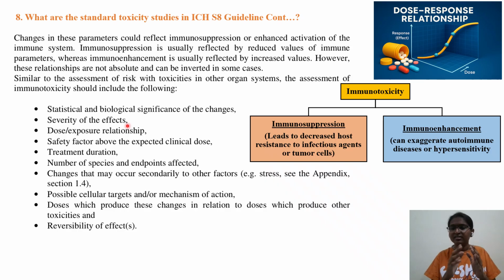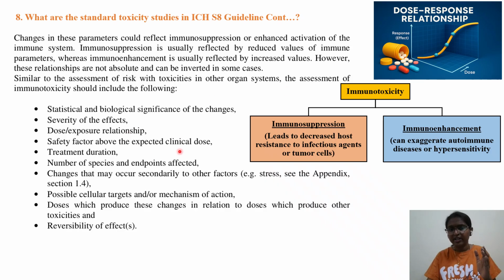Severity of the effects. There are certain changes which can be reversible once the treatment is stopped. If there is a change in color or size which does not have any significance or is not a critical effect, such effects can be ignored. So severity of the effect, that is the criticality of the effects, and dose response relationship or exposure relationship, that is the relationship between the effect and the dose. If there is an increase, that is granulocytopenia or leukocytosis, how things are observed at low dose, mid dose, high dose, and control, that you have to see. Dose response relationship you have to check.